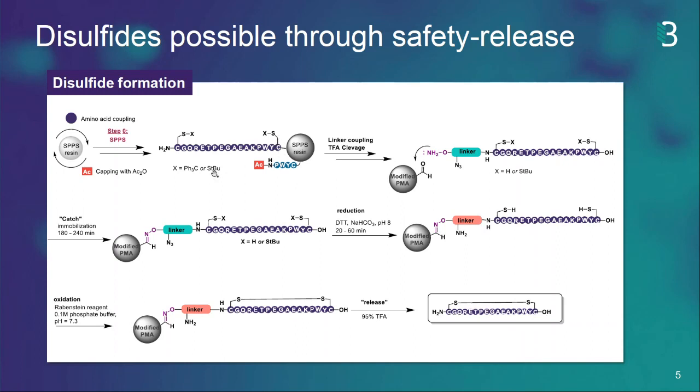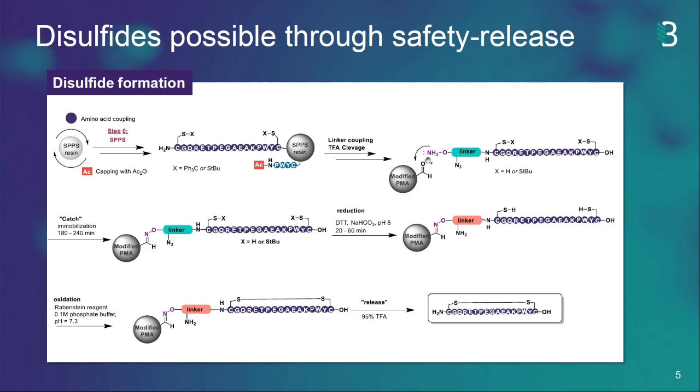One can use other protecting groups like tertiary butyl if there is no cysteine present at the C terminus of the peptide. Upon linker coupling and TFA cleavage, we could achieve the linker coupled peptide, which is cleaved from the SPPS resin. During this, if the trityl protecting groups are used on the cysteine, they will be cleaved off.